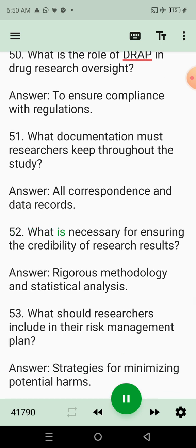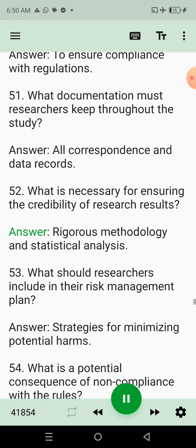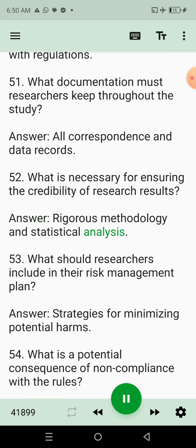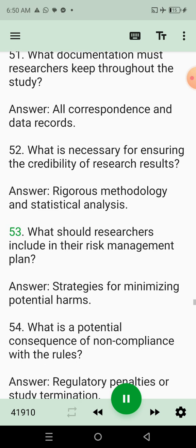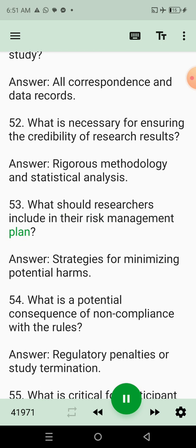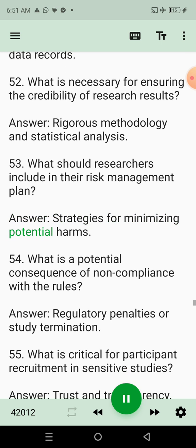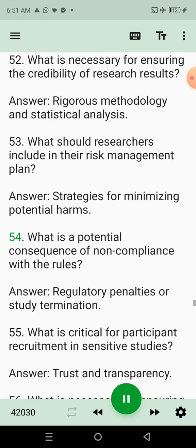52. What is necessary for ensuring the credibility of research results? Answer: rigorous methodology and statistical analysis. 53. What should researchers include in their risk management plan? Answer: strategies for minimizing potential harms.